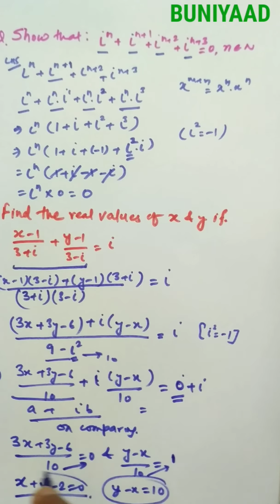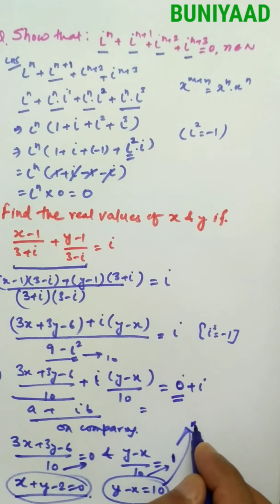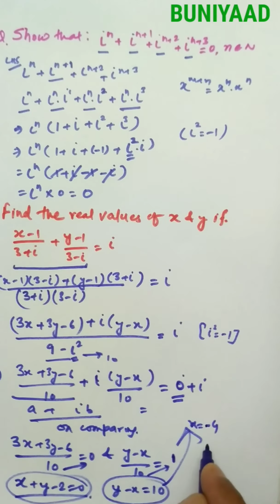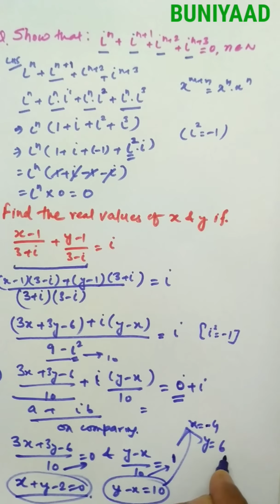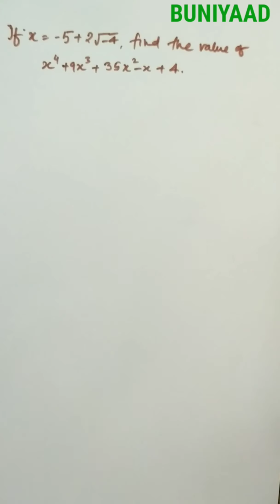Now you have two equations, and you can solve these two equations, then you will get the value of x and y. After elimination or substitution, you can use any method. You will get x equals to -4 and y equals to 6.